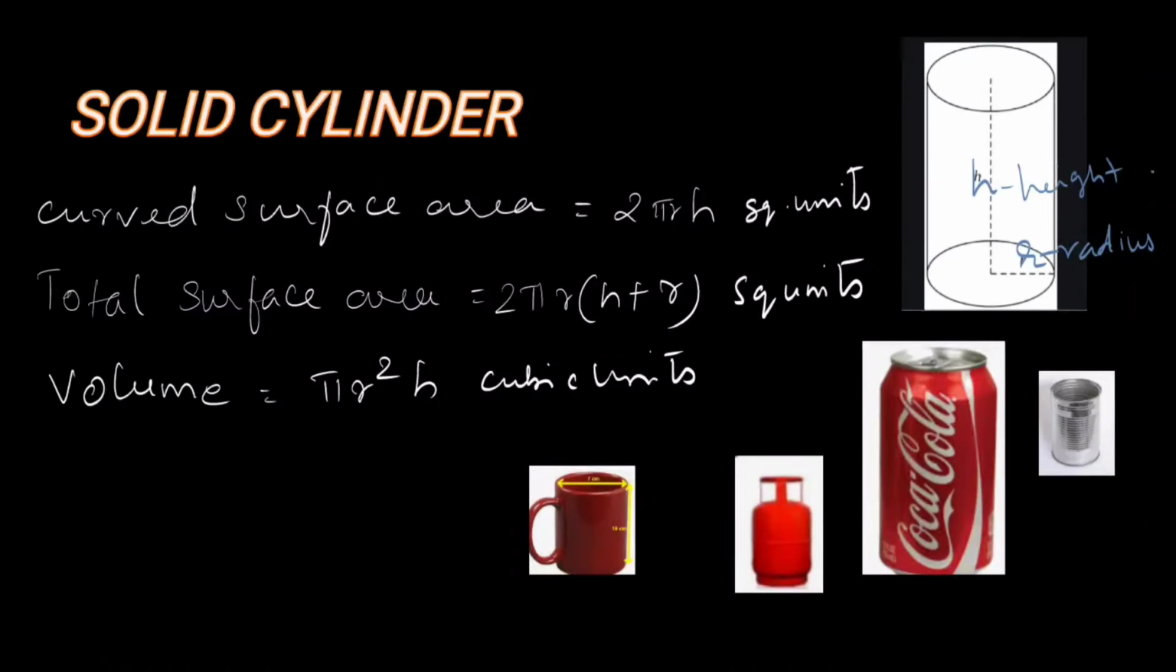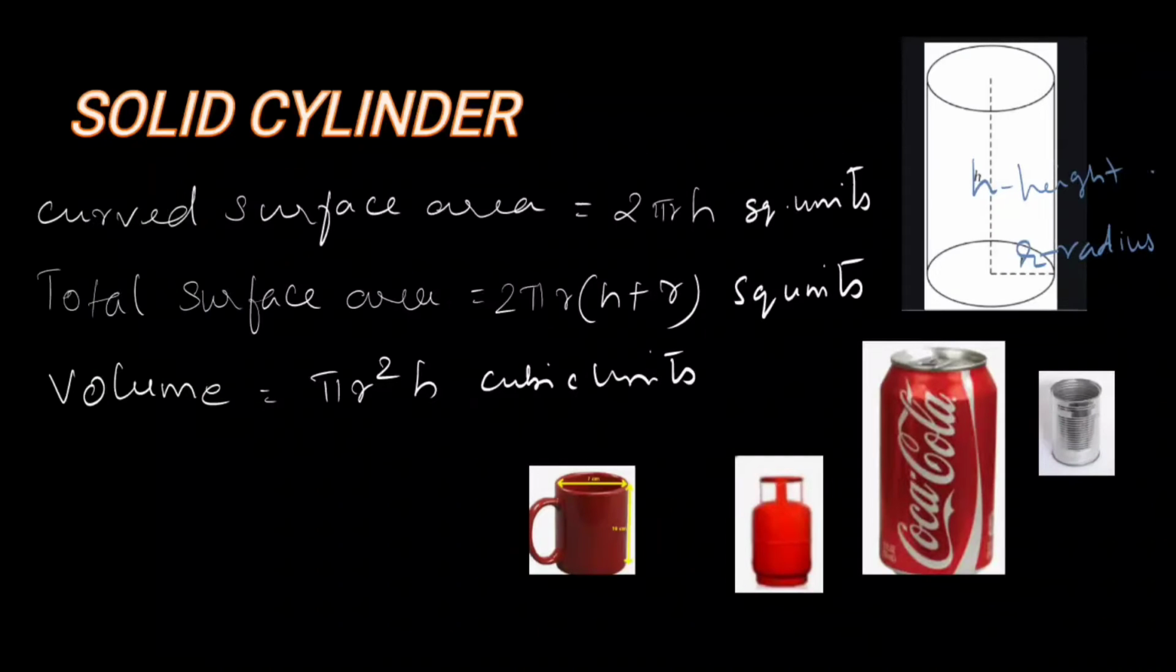So here the surface areas are also two. Lateral surface area, which is otherwise called curved surface area. The curved part of the cylinder is the curved surface area, and it is very simple. Take a circle. The perimeter of the circle is 2πr. You multiply it by the height to which it is raised. So curved surface area is equal to 2πrh square units.